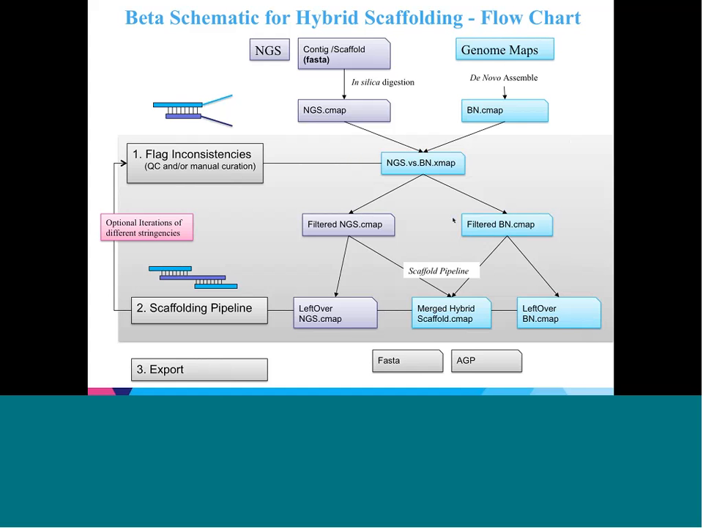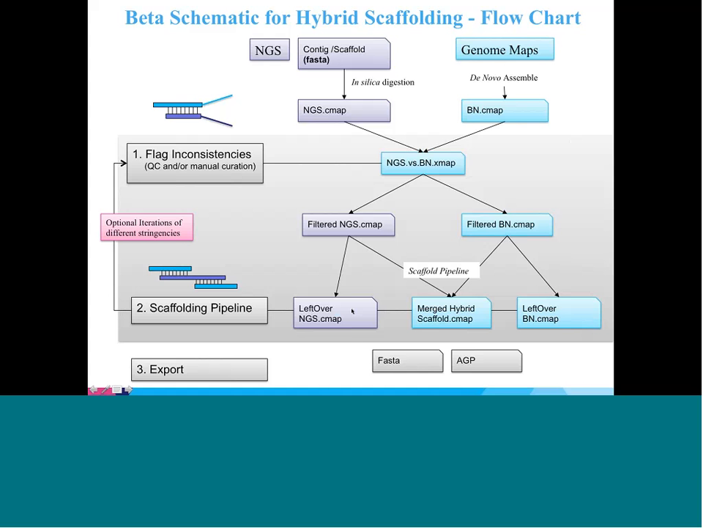We then end up returning 3 different sets of outputs. One is you have leftover NGS contigs. These are contigs that could not map to the BioNano genome maps. Largely, these leftover contigs occur when the contigs are too small. If there is only 50 kb of sequence, you oftentimes don't have enough nick sites in order to accurately map the sequence.